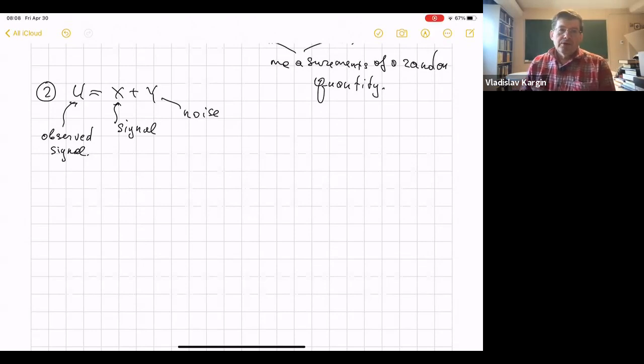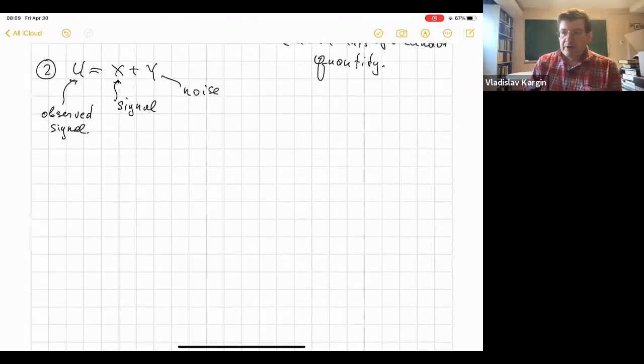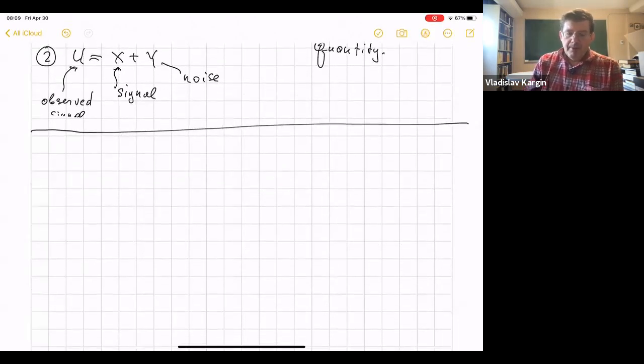Okay, so here's how we do it. We have u is equal to x plus y, and we want to apply the PDF transformation method. So we'll need an additional random variable, an additional function of these two random variables, because we want to have a one-to-one map.